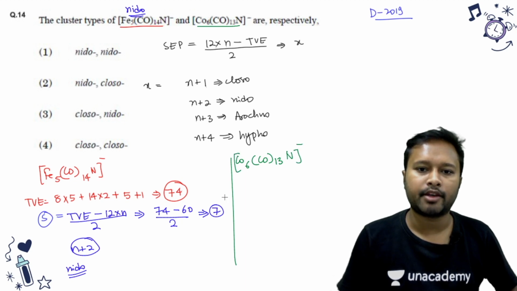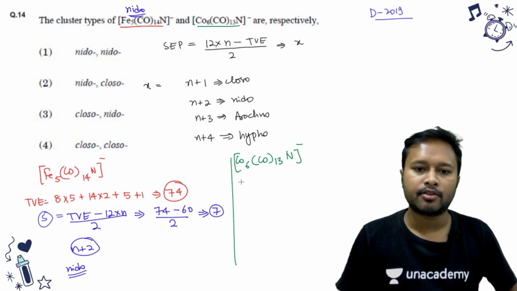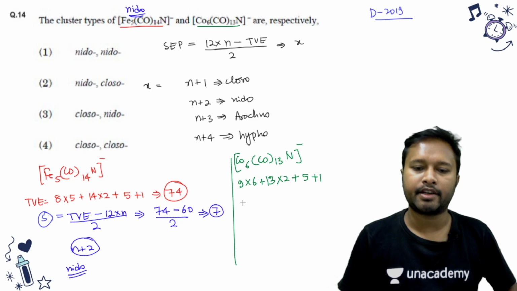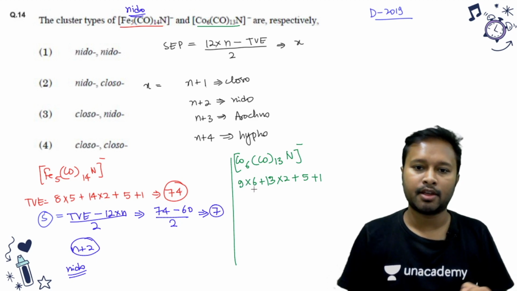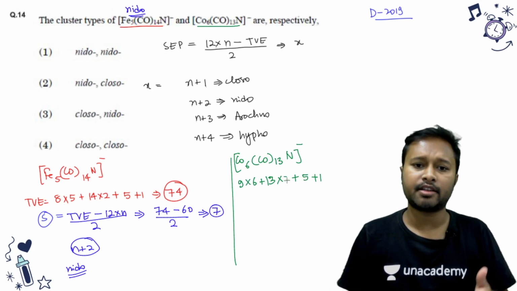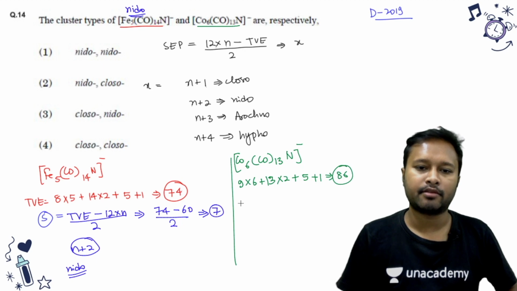Okay, so find out. From each cobalt you are going to get 9 electrons, so it will be 9 into 6, plus 13 into 2, plus 5, plus 1 because of the negative charge. Count that out. 9 into 6 is going to give you 54, plus 6 is going to give you 60, and 13 into 2 is 26. 60 plus 26 makes it 86. Okay, so 86 is the total valence electrons.